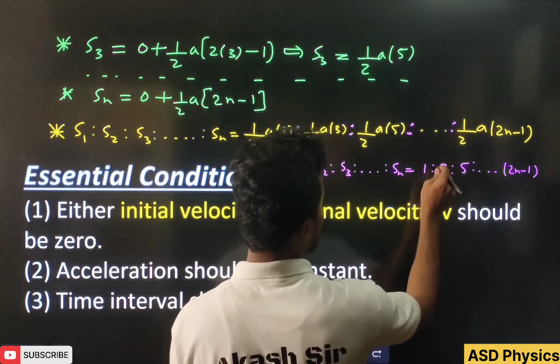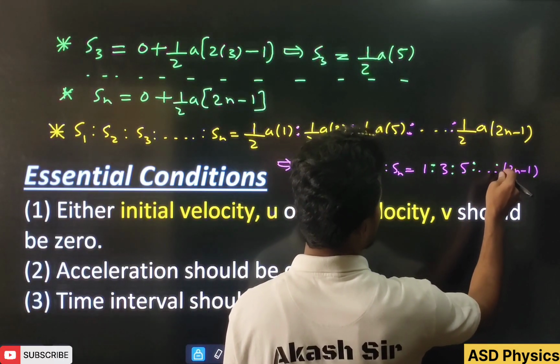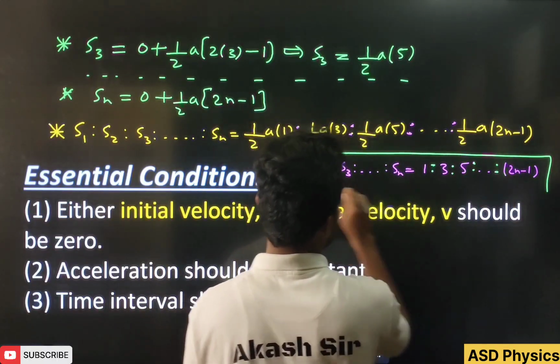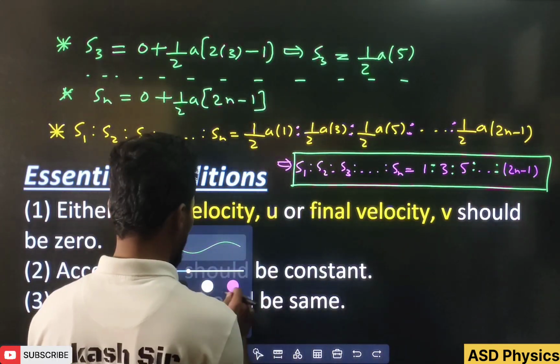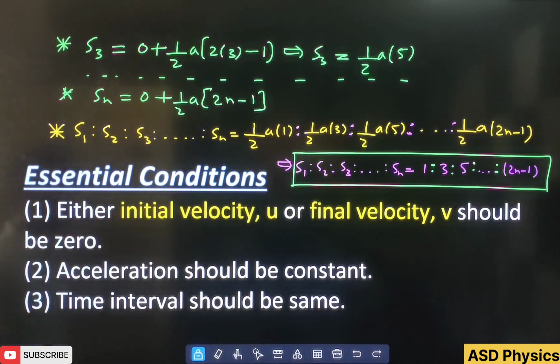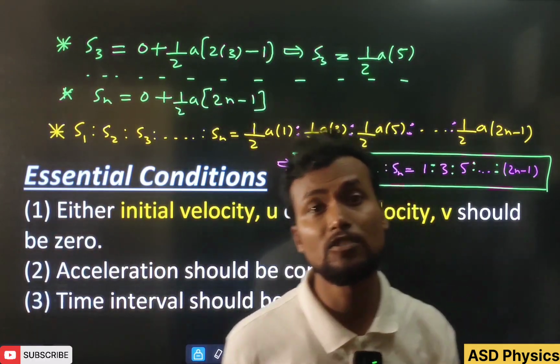So let me write here 1 : 3 : 5 and so on like this. Students, I hope this is very clear to you. This is Galileo's law of odd numbers. S1 : S2 : S3 is 1 : 3 : 5 : ... : (2n − 1), as you can see. But the question arises, in which situation can we use this Galileo's law of odd numbers?